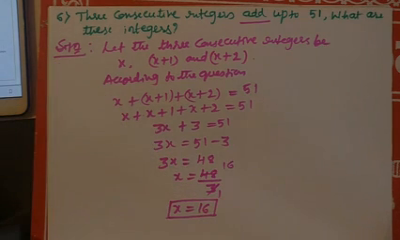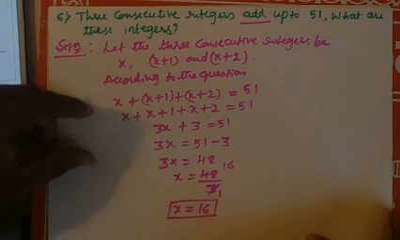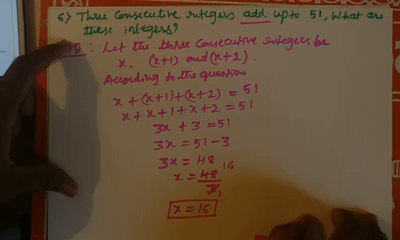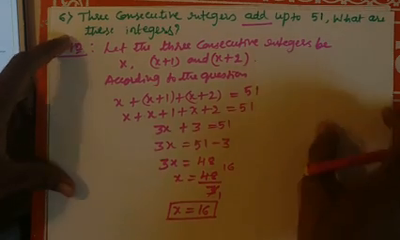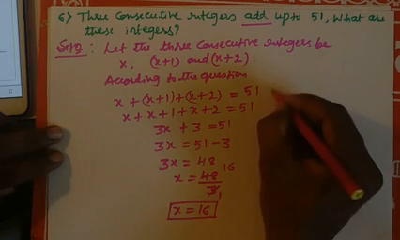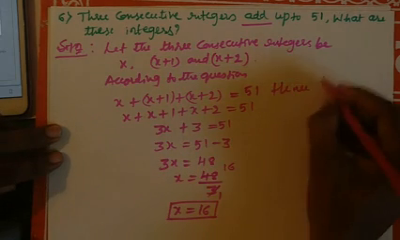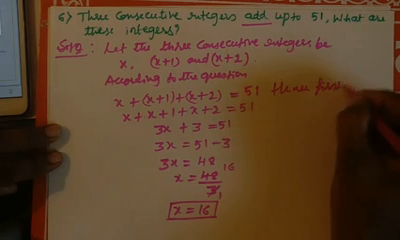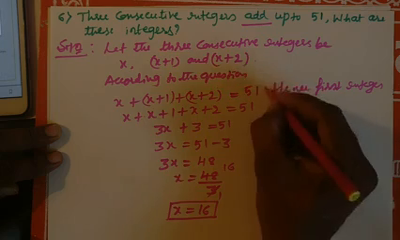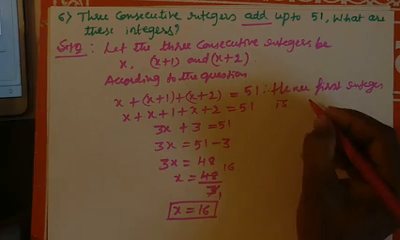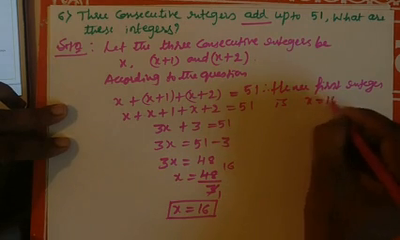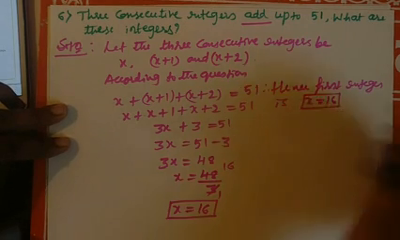We got the first number. Correct? We got the first number. X is equal to 16. Hence, the first integer is 16. First integer is 16.